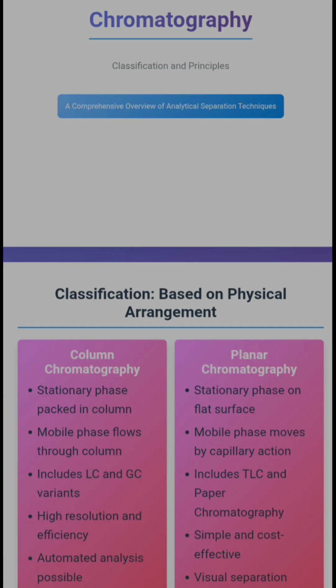Second, planar chromatography. The stationary phase is on a flat surface. The mobile phase moves by capillary action. It includes TLC and paper chromatography. It is simple and cost effective, with visual monitoring of the separation. That is the classification based on physical arrangement.